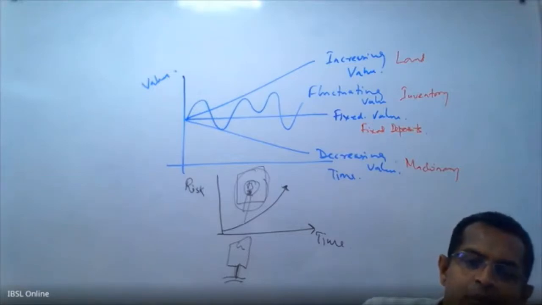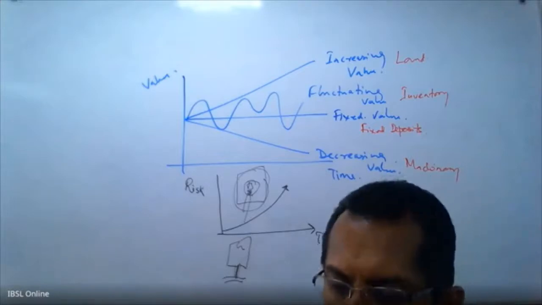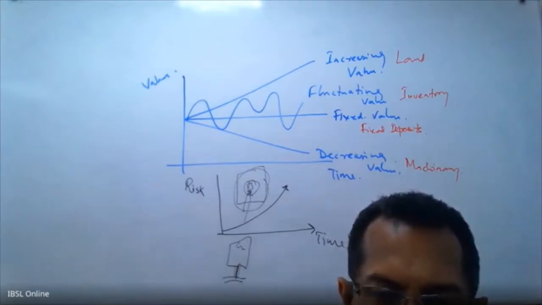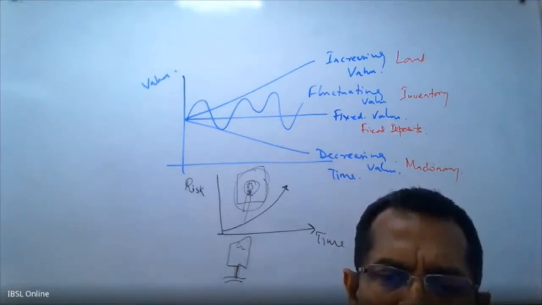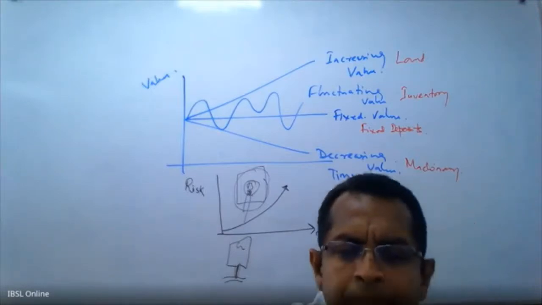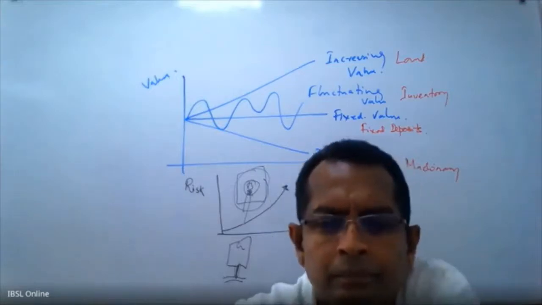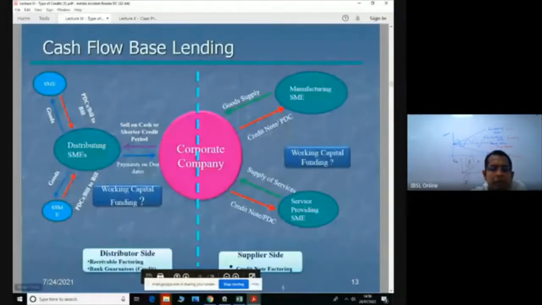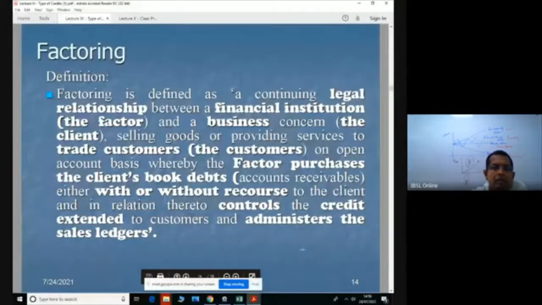These are things you can do for a customer who walks in. Right? This is the distributor side, supplier side. Then we have factoring.